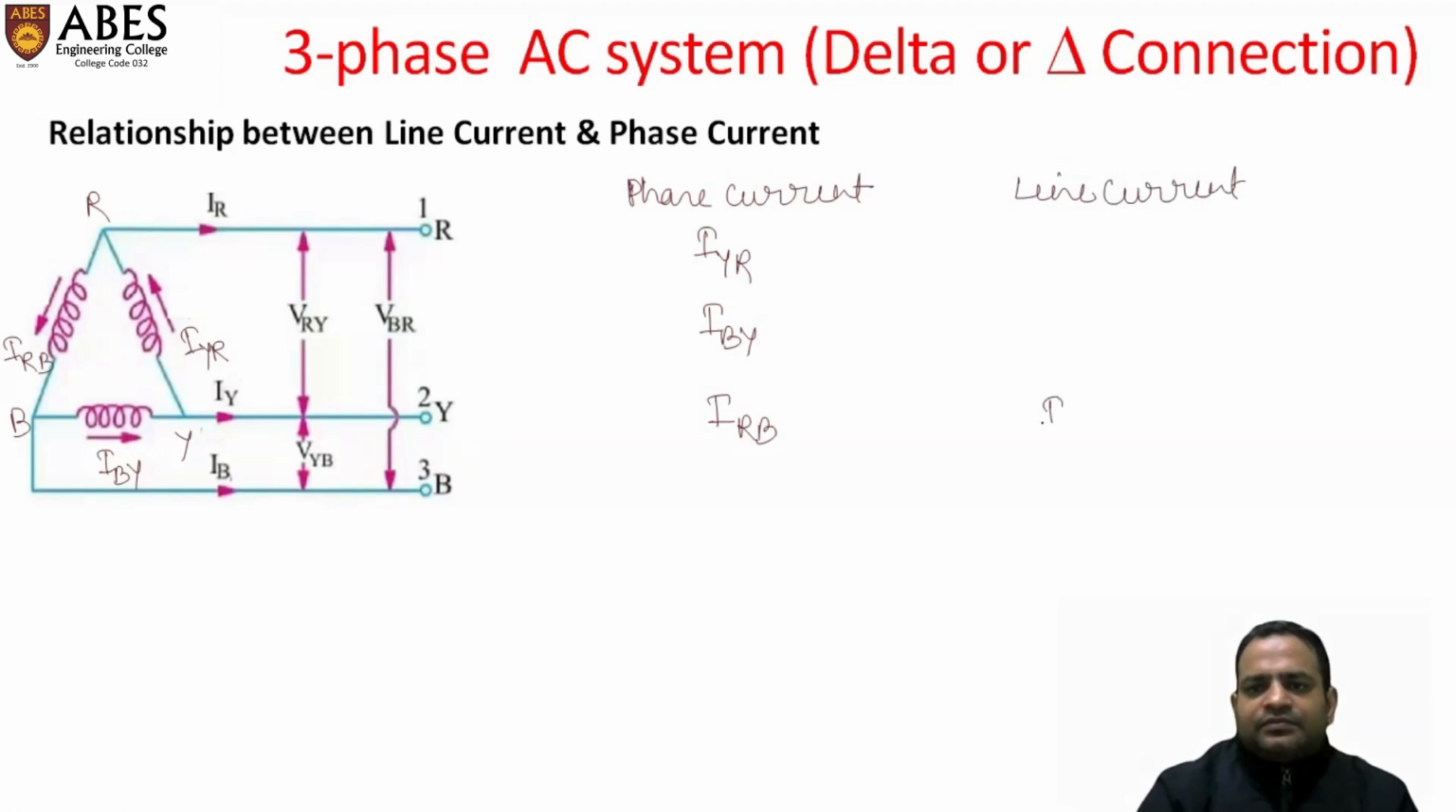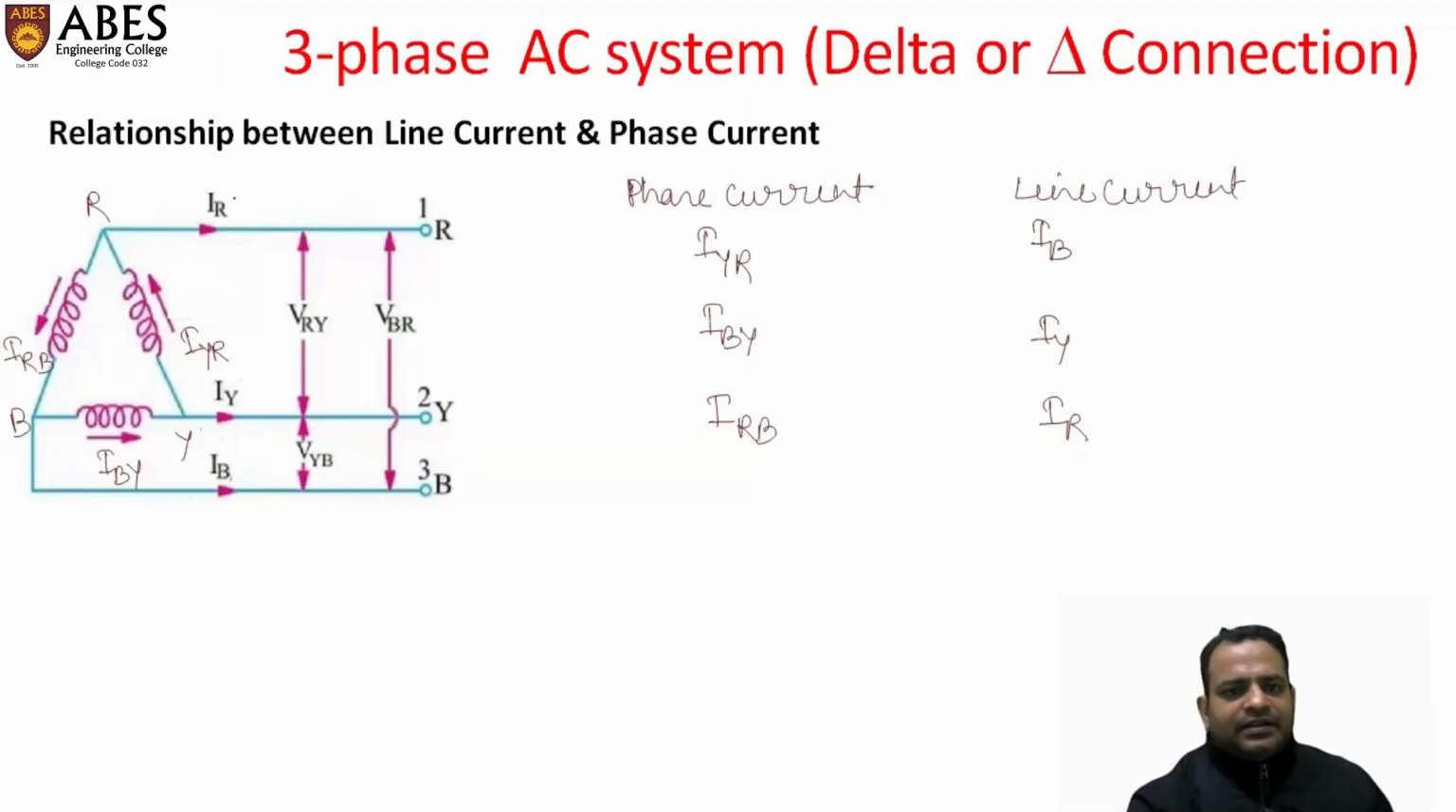IR current, IY current, and IB current. Is this current, IR current, ever equal to this IB? Never possible, because at this R point, the summation of two incoming currents is equal to the outgoing current. So this current is incoming and two currents are outgoing. So the current IR is the summation of two currents.